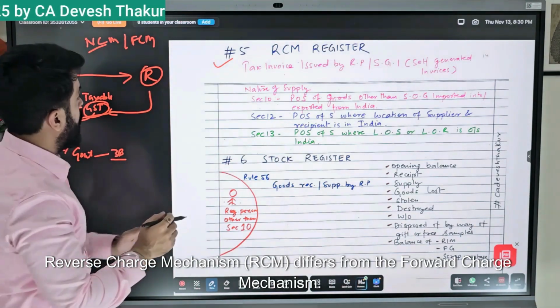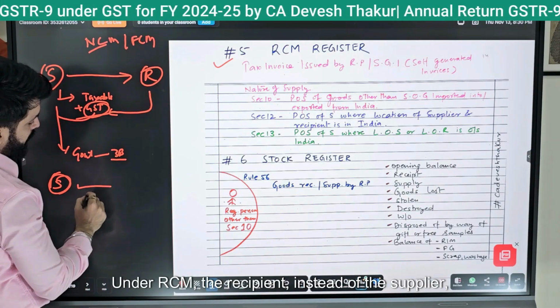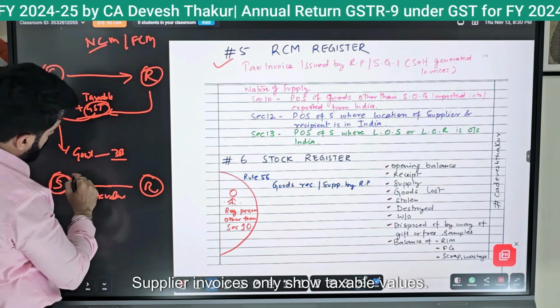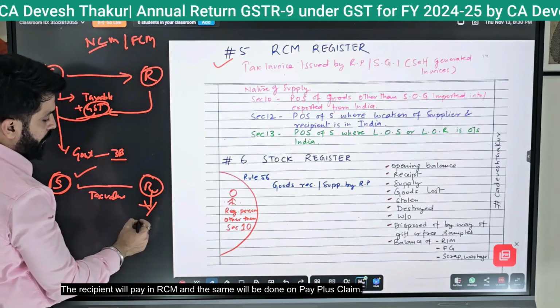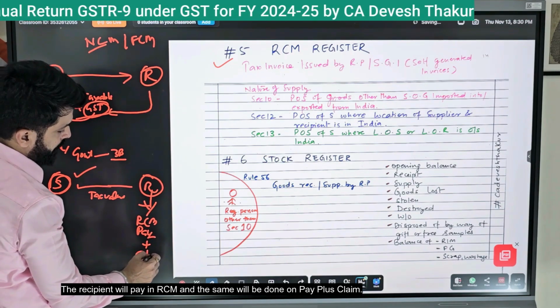Reverse charge mechanism, RCM, differs from the forward charge mechanism. Under RCM, the recipient instead of the supplier pays taxes directly to the government using GSTR-9. Supplier invoices only show taxable values. The recipient will pay in RCM and the same will be done on pay plus claim.